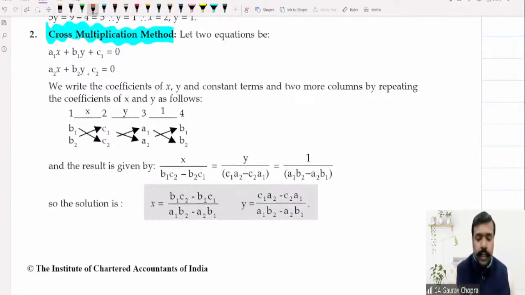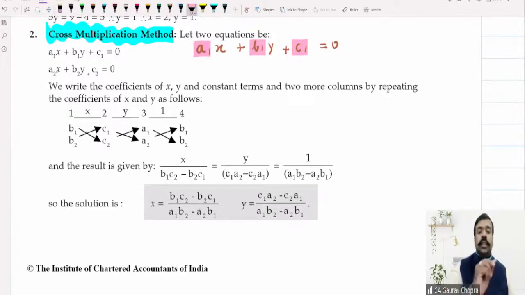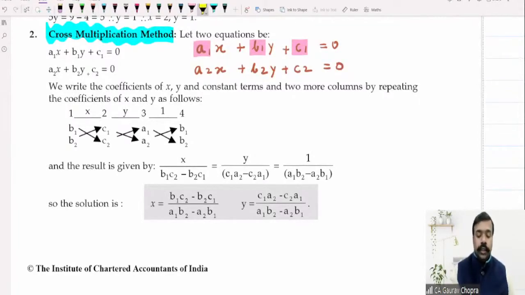The basic format is simply a1x plus b1y plus c1 is equal to 0, where a1 is the coefficient of variable x, b1 is the coefficient of y, and c1 is the constant. All these are the coefficients or the constant of the first equation. Similarly, there is a second equation as well: a2x plus b2y plus c2 is equal to 0. So all these are again the coefficients or the constant for the second equation.